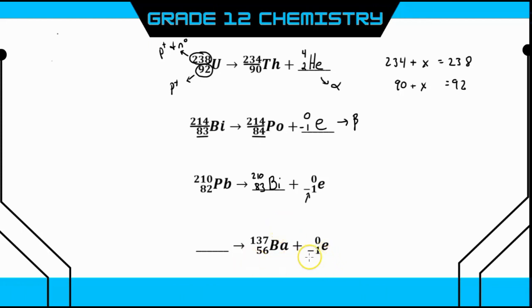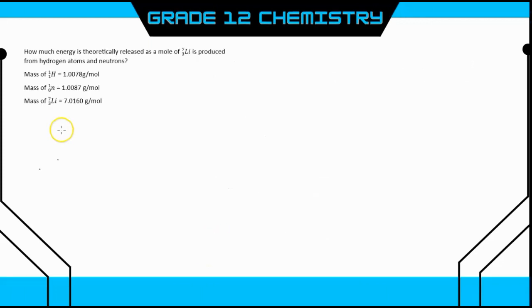Finally, this last one, this looks like it's also a beta decay. So we have 137 up here and 56 minus 1 is 55. So which element is 55? It's easy.